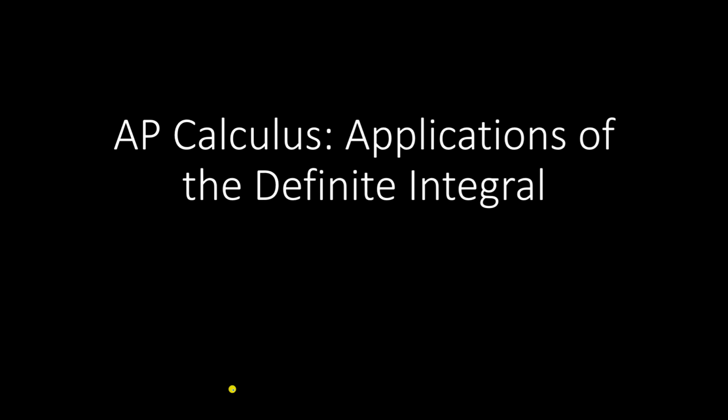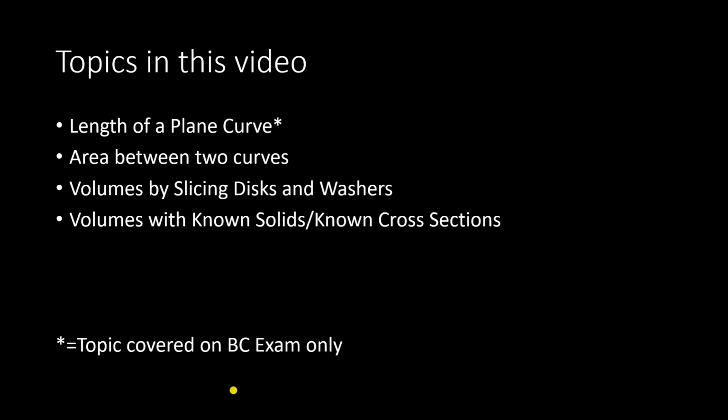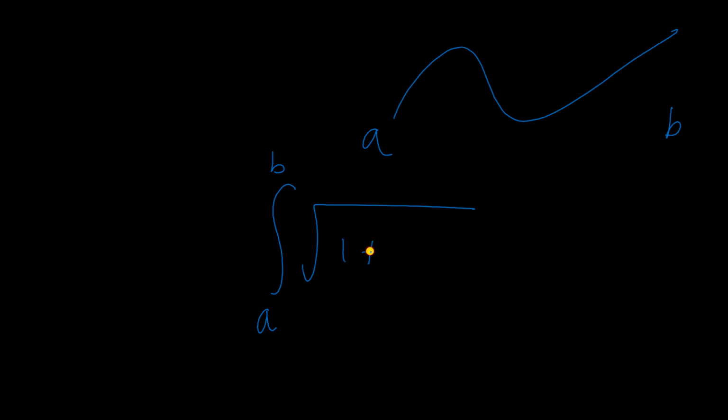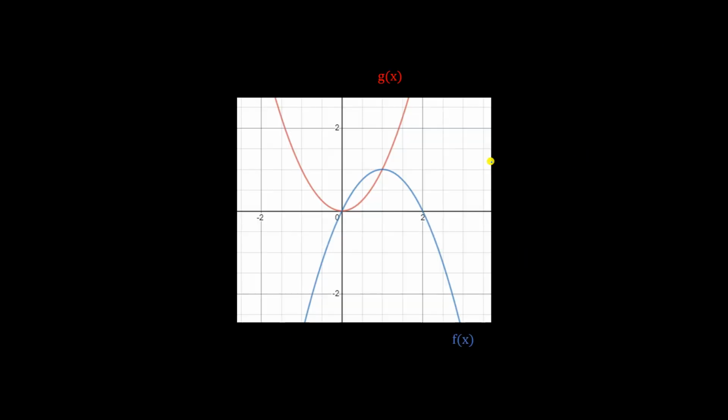Okay, welcome to the applications of the definite integral unit in AP Calculus. As you can see, the first really quick topic is for BC. If you wanted to find the length of a curve from A to B, you just have to use the equation integral from A to B of the square root of 1 plus the derivative squared, where A and B are the x values of the endpoints. Okay, like I said, really quick.